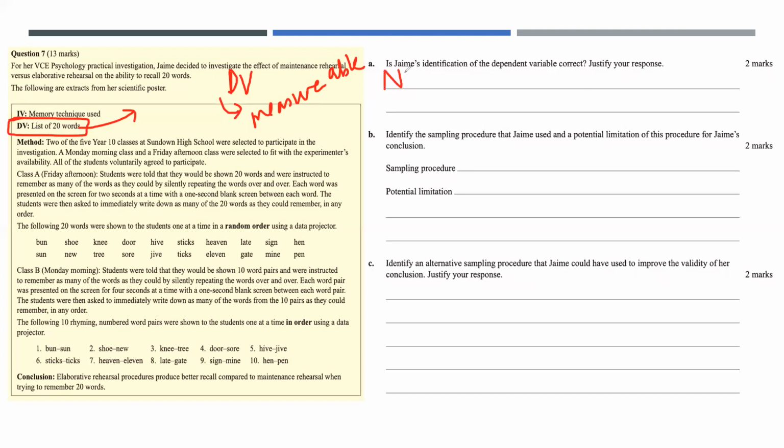So you would say no, that will get you 1 mark. And then you justify your response. So you know, with your justification, it could go many ways. You could say no, because she mentions that it's a list of 20 words, but that's not something that's measurable.